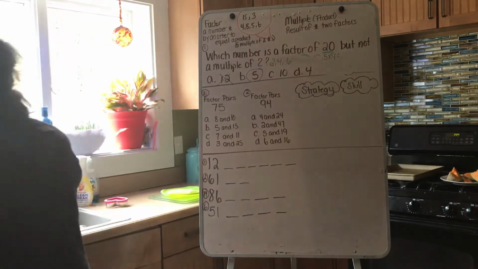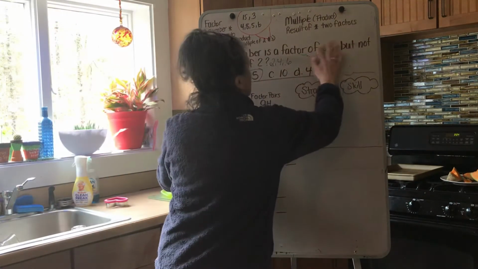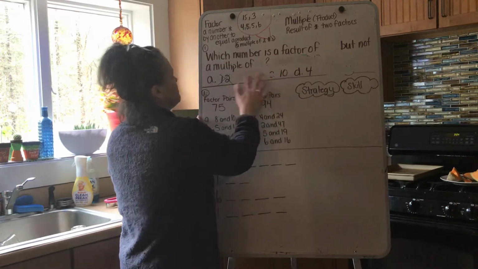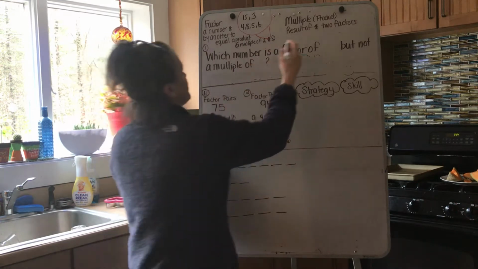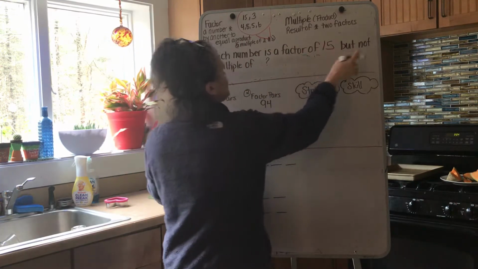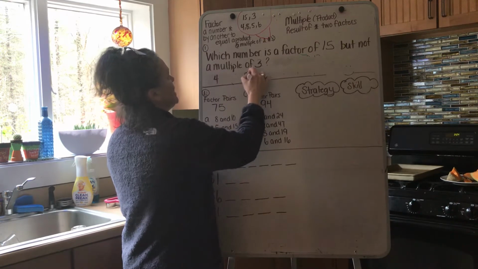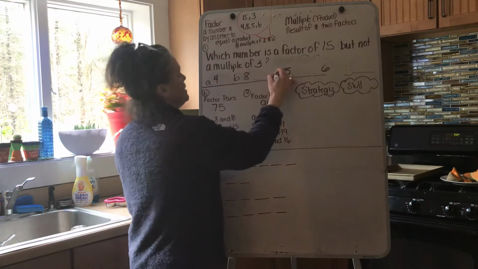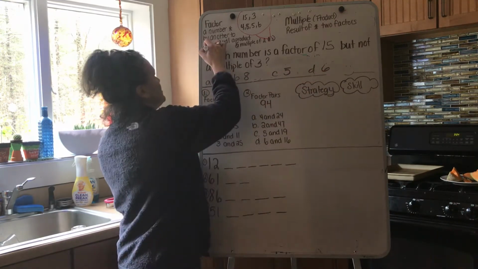We're going to do one more. So that was number 1 on the actual worksheet that you have. And I'm just going to erase. Sorry, I misplaced my eraser. So this time we're going to look for a number that is a factor of 15, but not a multiple of 3. And our choices are 4, 8, 5, and 6. So A, B, C, D. And I think this is question number 2 on that worksheet.